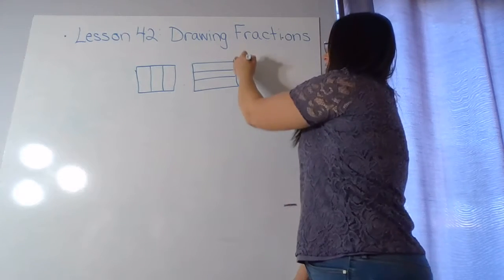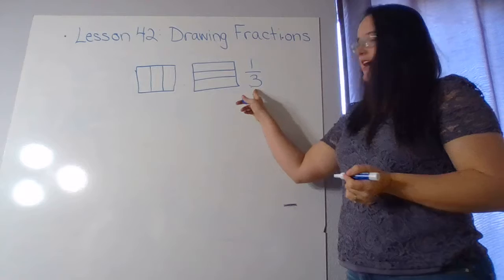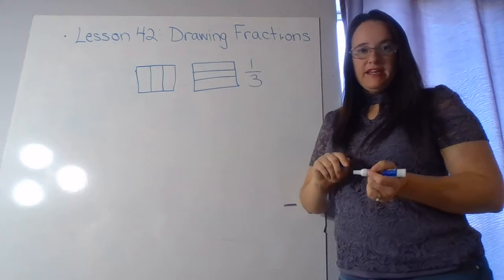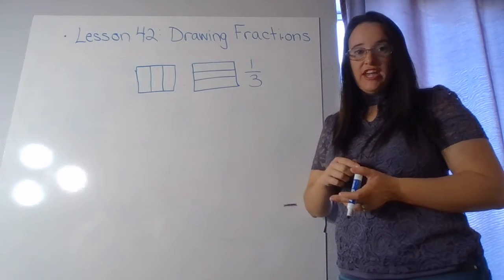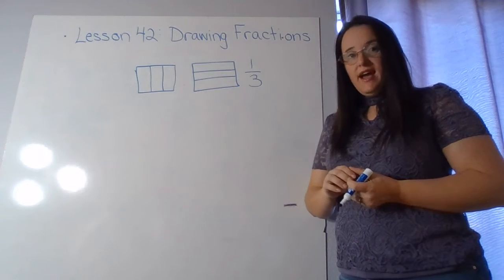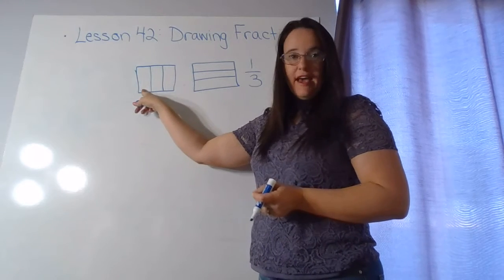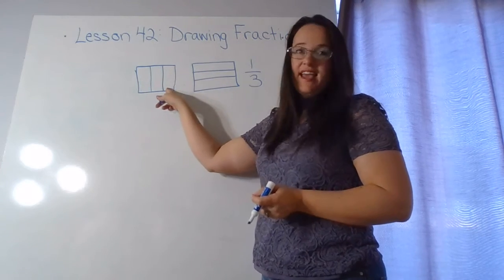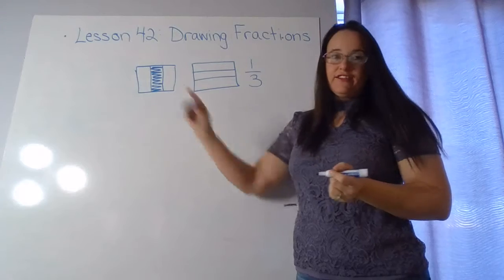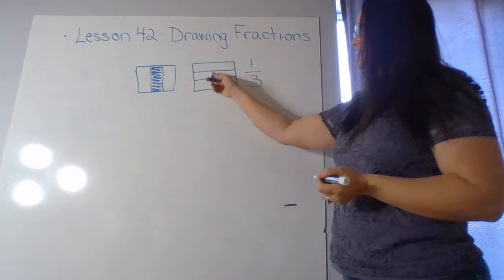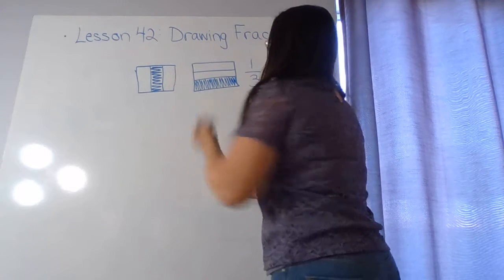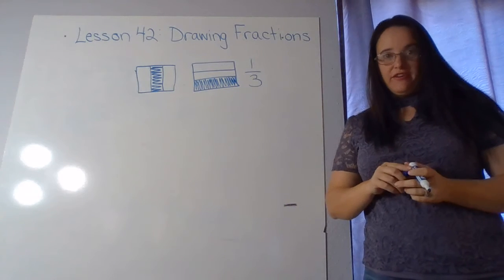Now I'm wanting to shade 1/3. So I already looked at my denominator and said, hey, I need 3 equal pieces. Now I have to look at my numerator and say, how many of these am I going to shade in? Well, in this case, 1. It doesn't matter which one I pick. So I could shade this in, and that would be 1/3. I could shade this in, and that would be 1/3, or I could shade the middle one in, and there's also 1/3. Same thing here, doesn't matter which one I pick, as long as I color in just one of them, and there is 1/3.